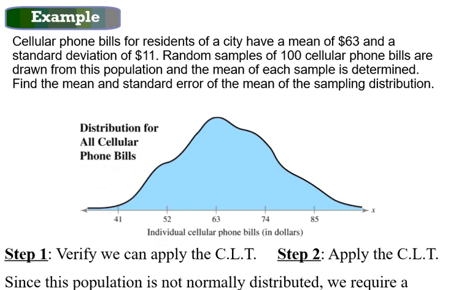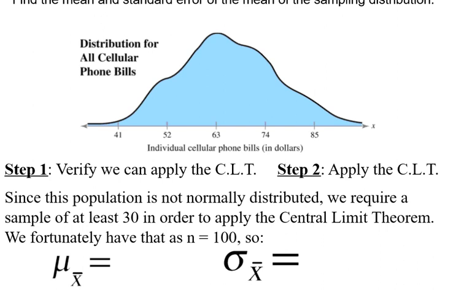Cellular phone bills for residents of a city have an average of $63 and a standard deviation of $11. Random samples of 100 cell phone bills are drawn from this population, and the average of each sample is determined. Find the mean and the standard error for the average of the sampling distribution. So we're going to be using the central limit theorem. Step 1, verify that we can apply the central limit theorem.